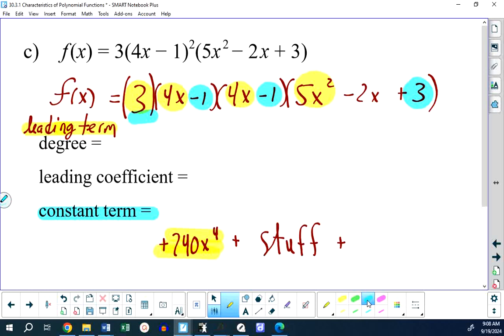So what are we going to get here? You're going to get 3 times -1 times -1, which is still 3. You're going to get 9. So there will be plus 9 here. And now we can answer the question. The constant term is 9. The leading coefficient is positive 240. The degree is 4. And we're done with C. Are we okay there? Okay.